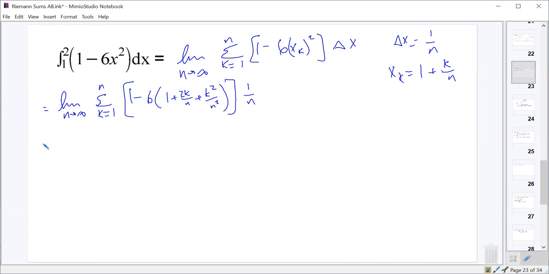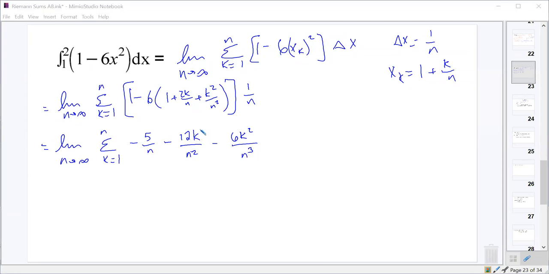Cool. And so hopefully I'm going to try and do as much of this distributing all in one step as we can. So the 1 minus the 6 is a negative 5, and so that'll be negative 5 over n when I multiply by 1 over n. Negative 6 times 2k over n ought to be minus 12k over n squared. And negative 6 times k squared over n squared ought to be minus 6k squared over n cubed. Everybody good with that? Yeah.